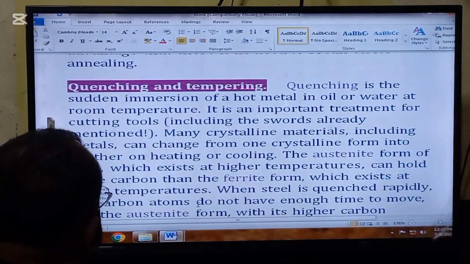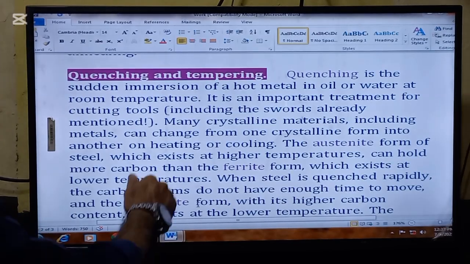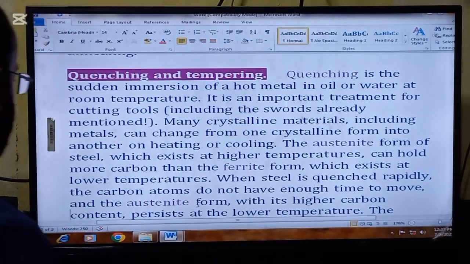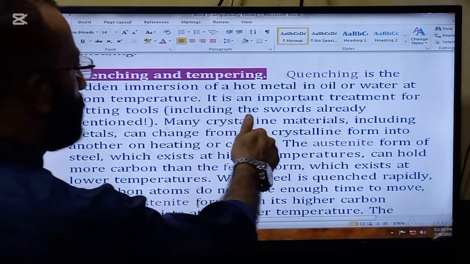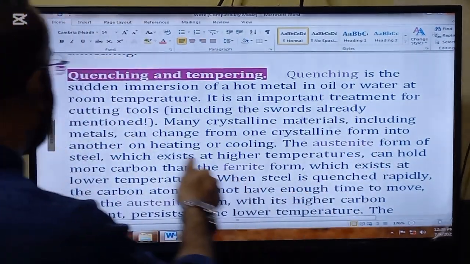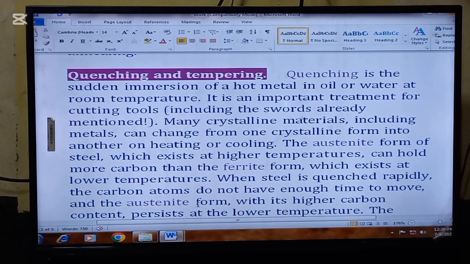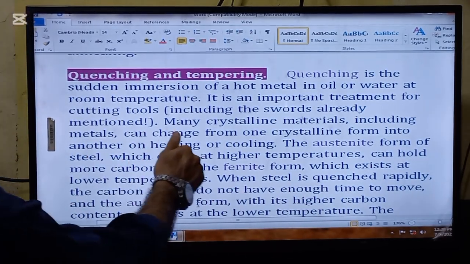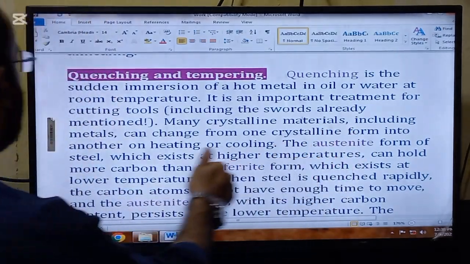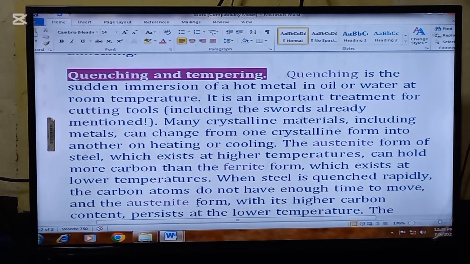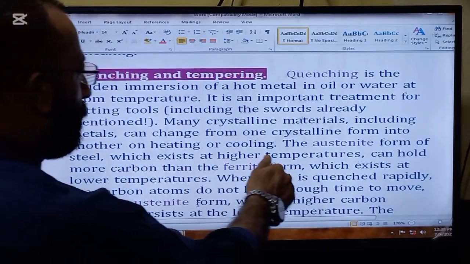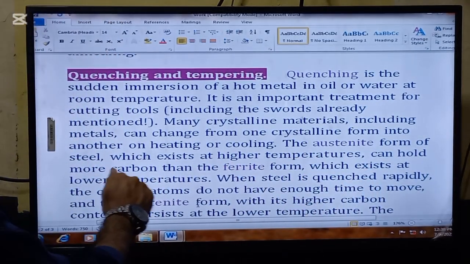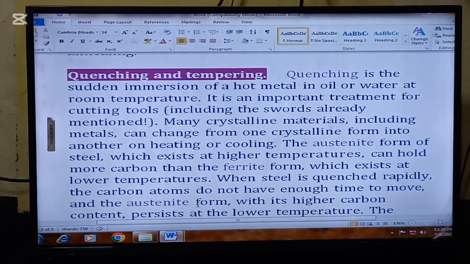The next thing that we are going to read is quenching and tempering. Quenching is a sudden immersion of a hot metal in oil or water at room temperature. It is an important treatment for cutting tools, including the swords already mentioned. Many crystalline materials, including metals, can change from one crystalline form into another on heating or cooling.